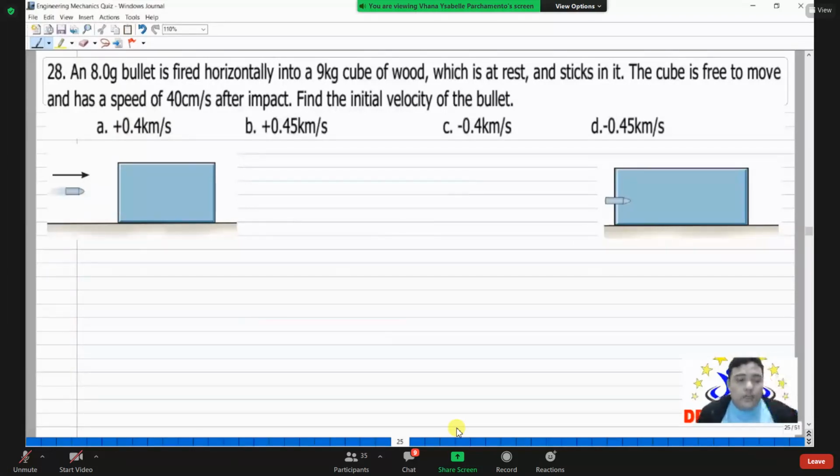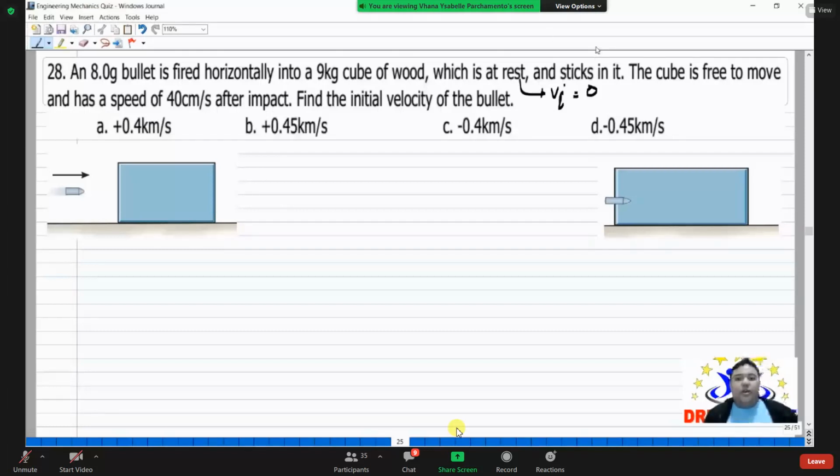Number 28. An 8.0 gram bullet is fired horizontally into a 9 kilogram cube of wood, which is at rest. So V2 is equal to 0.